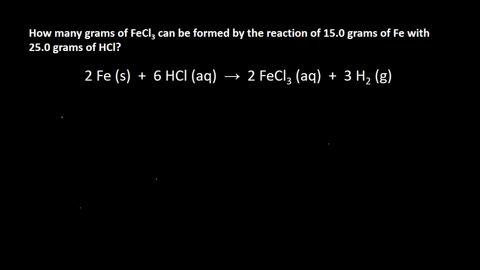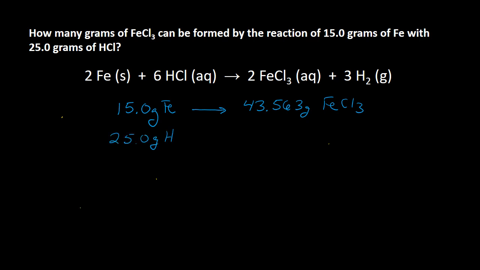Okay, so what we found was that our 15 grams of iron was enough to make 43.563 grams of iron chloride, and our 25 grams of hydrochloric acid was enough to make 37.073 grams of iron chloride.